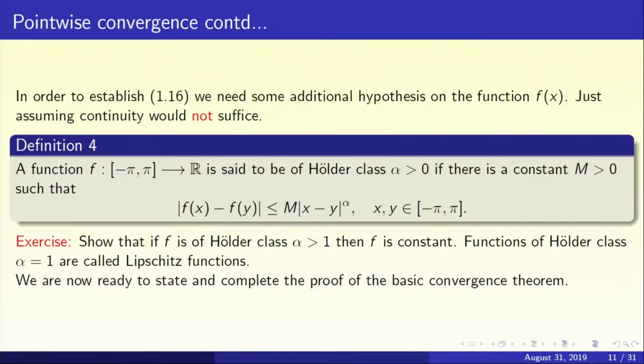Show that if a function f is of Holder class alpha bigger than 1, then f is constant. If the Holder exponent alpha exceeds 1, then the function is constant. If the Holder exponent alpha is 1, such a function is called a Lipschitz function. You are probably familiar with these Lipschitz functions from your differential equations courses. But now we shall only assume that the function is Holder class with Holder exponent alpha bigger than 0 and less than or equal to 1.